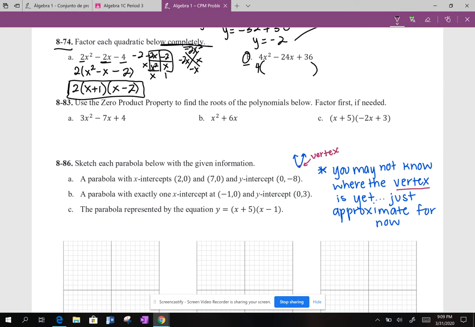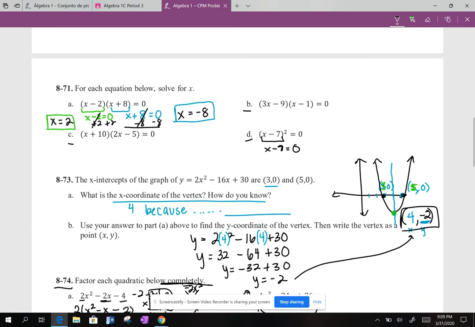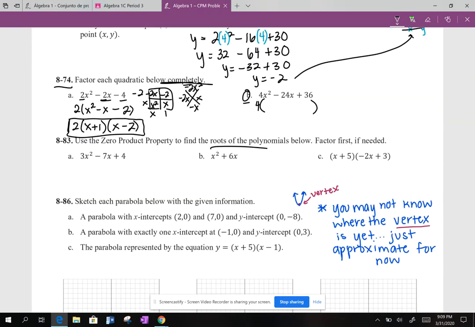Alright, we're picking back up on 8-83, and it says use the zero product property to find the roots of the polynomials below, factor first if needed. We're going to do the same thing that we did in problem 8-71. We need length times width multiplied together, and then we're going to set that equal to 0 to solve for x. Okay, so I'm going to factor this polynomial.